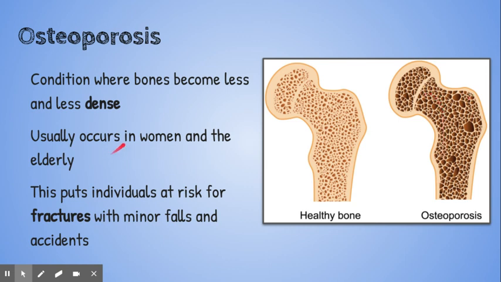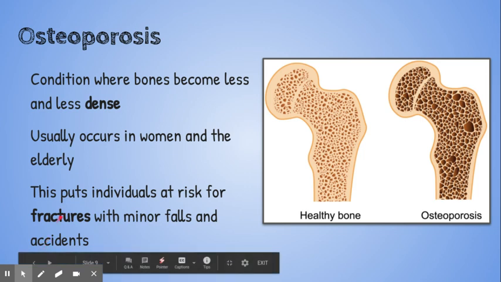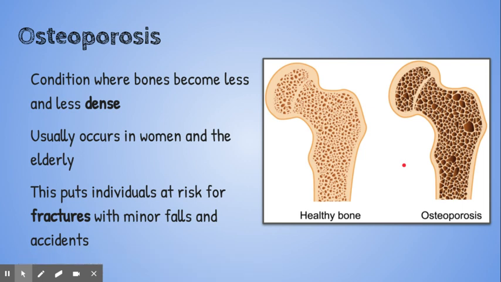Okay. So usually women and usually those who are older tend to get osteoporosis. This is going to put them at risk for fractures, even with a minor fall or something, that they could break something. So that is it for our skeletal diseases and conditions.